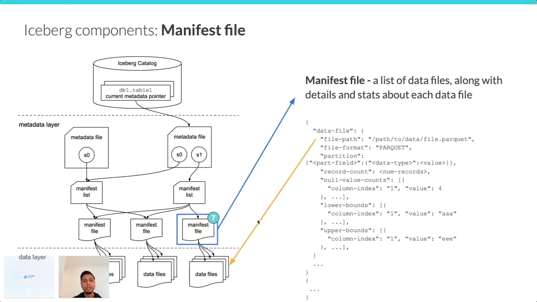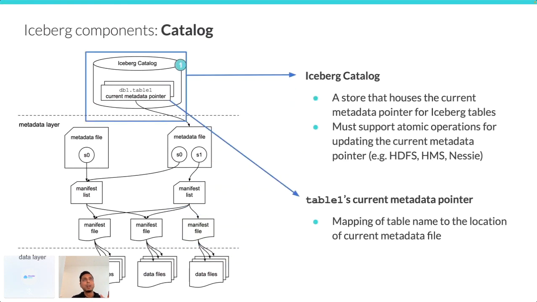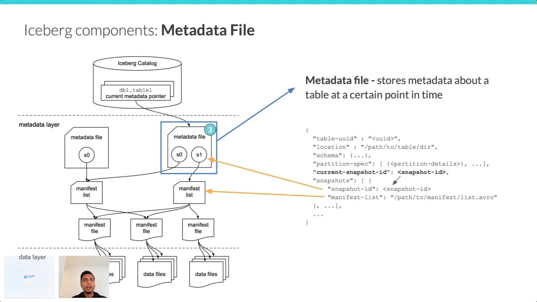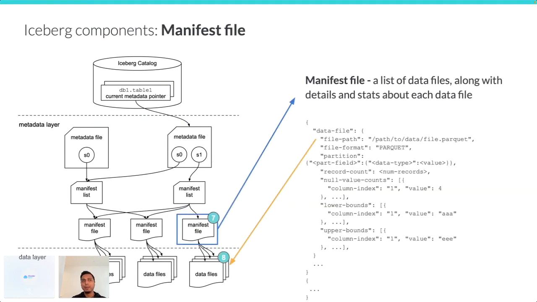And now for our select query, which we were talking about initially, the flow that we saw is that we went to the catalog. We asked the catalog, hey, give me the current metadata pointer, give me the current metadata file. From there, I got the metadata file, and then I got the manifest list, and from there, I went to the manifest file, and finally the data file. So that's the entire flow. And this may seem like a lot, but this is way faster at runtime, and it's super fast.